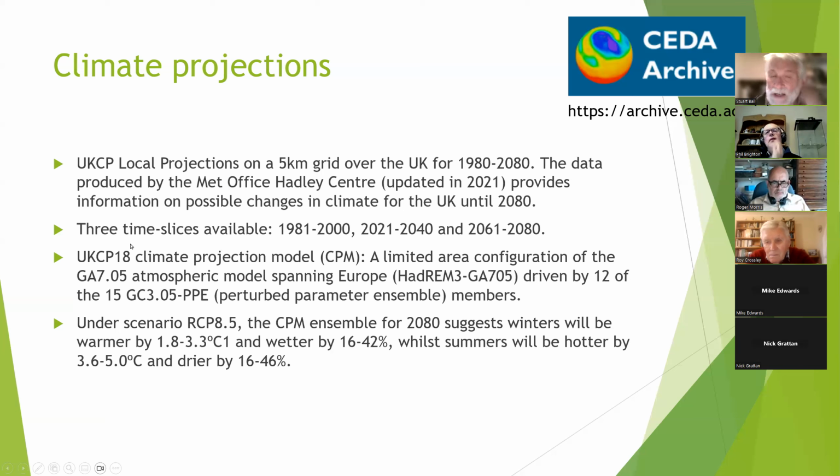The particular data we're going to look at tonight looks at 12 out of 15 of these so-called perturbed physical parameters. There's also what scenario you model in terms of what's going to happen to carbon dioxide in the atmosphere. And the scenario I'm looking at is one called RCP 8.5.